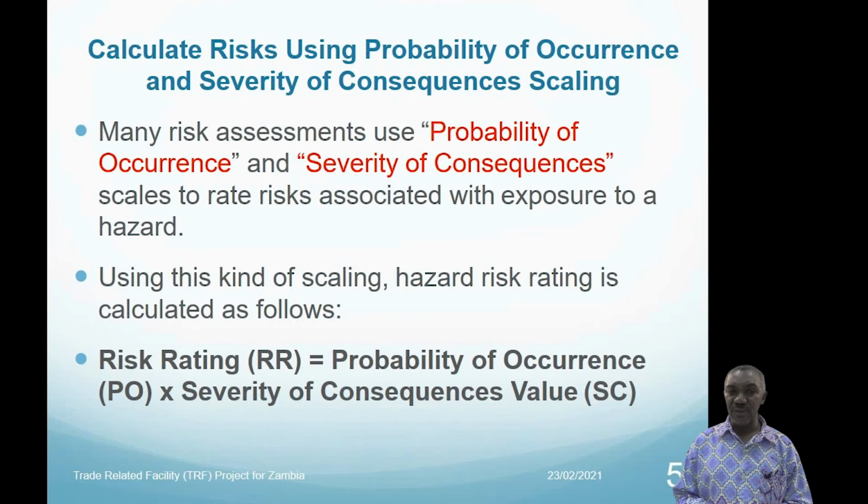So if we look at the formula for this particular risk quantification, as you can see in the bottom line there, it says risk rating, RR, is equal to the probability of occurrence, which is PO, multiplied by the severity of consequences. So that's what gives us the risk rating. The risk rating is a product of those two variables.